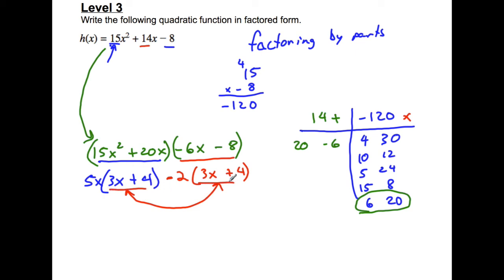That's always a good sign. That means you're doing it right. And then we take our 5x and our minus 2 and write them as a factor. So I just took one of these 3x plus 4's down, and then it becomes 5x plus 2. I'd encourage you to FOIL this out and check it for yourself. But this is the factored form of h of x.